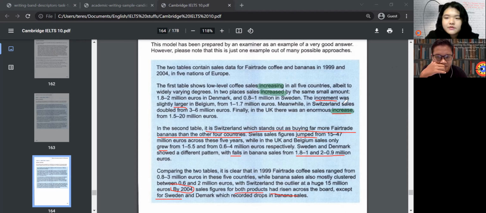You can also see that the writer described it differently for this one. So the format here is subject and verb. Meanwhile, here they use there was an increase. And then in the third sentence, they use the increment was. So they reform it a bit. This is what they mean with variety of structure. It's not always subject, predicate, object, like in Switzerland, sales doubled. In Belgium, it increased, like that. It will make it monotone if you do that.